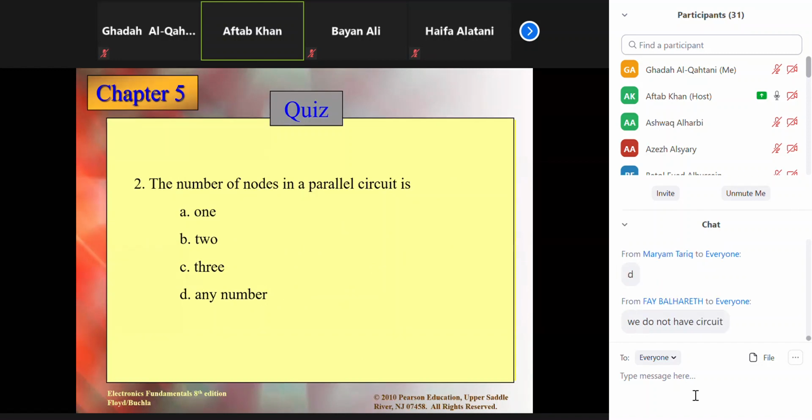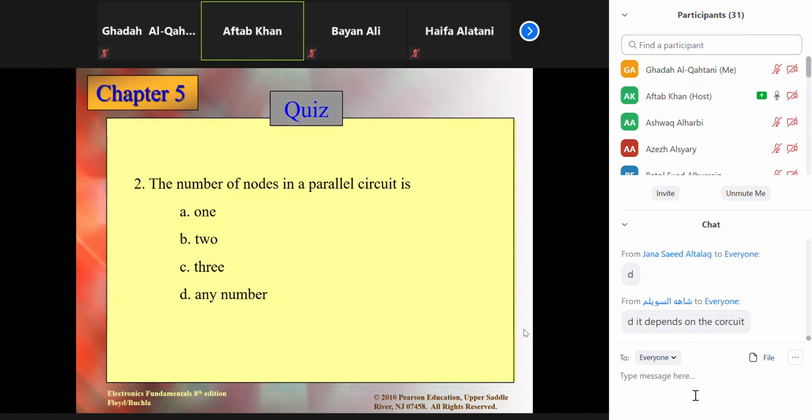Tricky. Okay. Yeah, the circuit is not there. What is the answer? There is no circuit. So D, any number. Okay. Mariam, what is your answer? D. It is again tricky. All are saying D, mashallah.